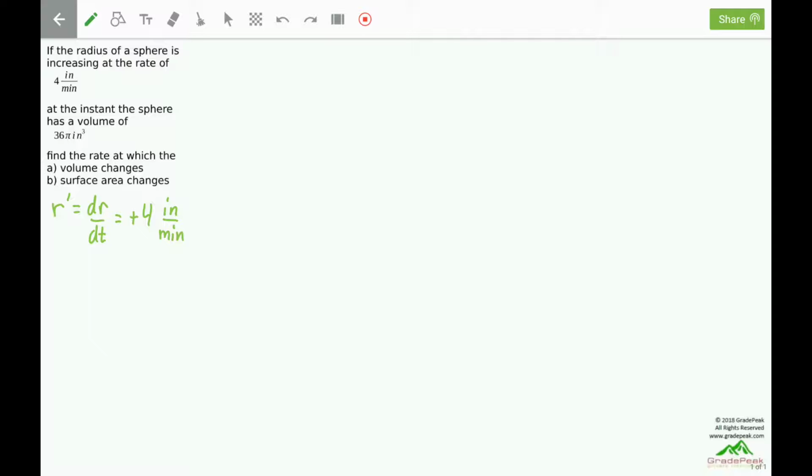And we also have the volume given to us. The volume is 36 pi inches cubed. For part A, we want to find the rate at which the volume changes. We have the rate at which the radius changes, so we need to relate the volume to the radius. The volume of a sphere is 4/3 pi r cubed. So there's the related variables equation.